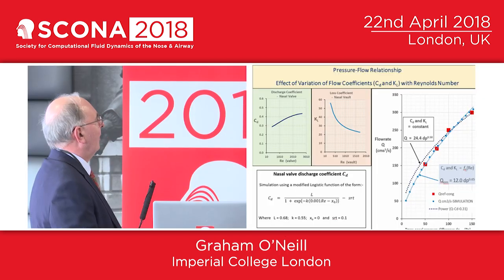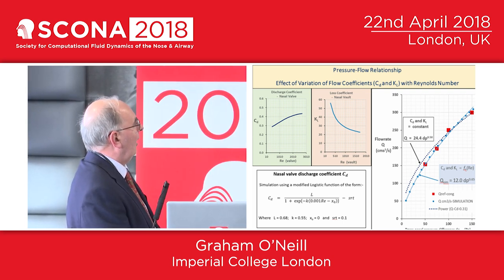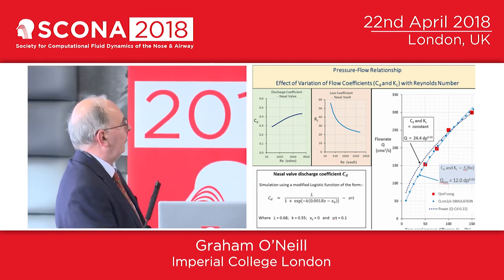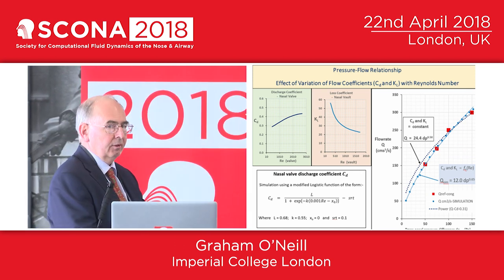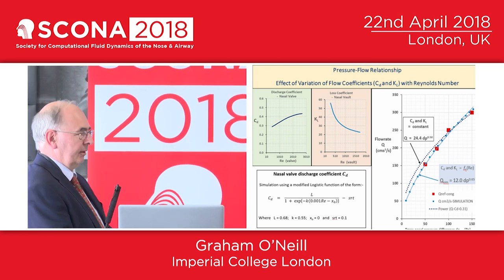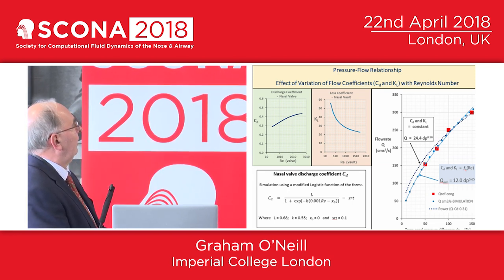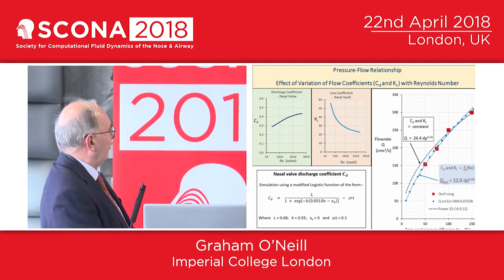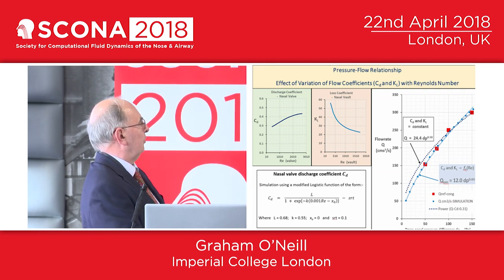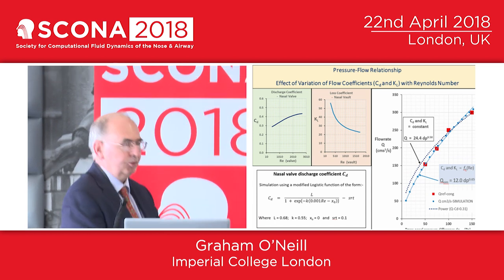Thank you, Graham. Okay, if you have a look on the right here, we have pressure against flow. The red are experimental results. It shows two simulations. The first one is for constant flow coefficients. That's the black dotted line. The other one is where the flow coefficients are a function of Reynolds number. And you can see that's a much better fit. On the upper left there, you can see how the flow coefficients vary with the Reynolds number. And the valve discharge coefficient is modelled using this modified logistic function shown there on the bottom.